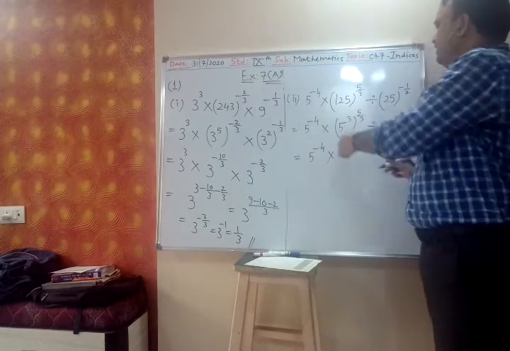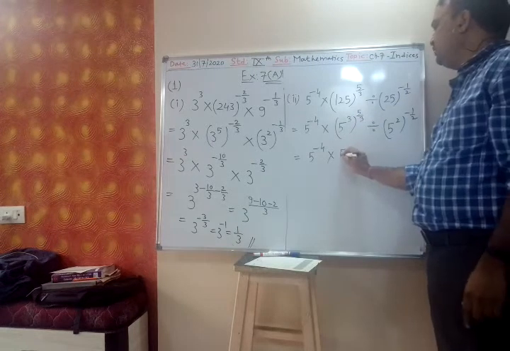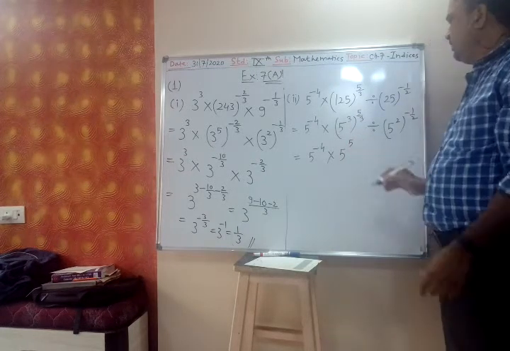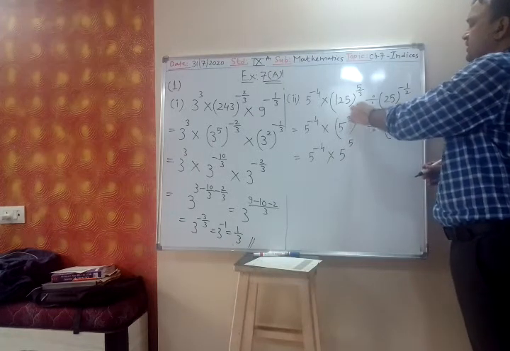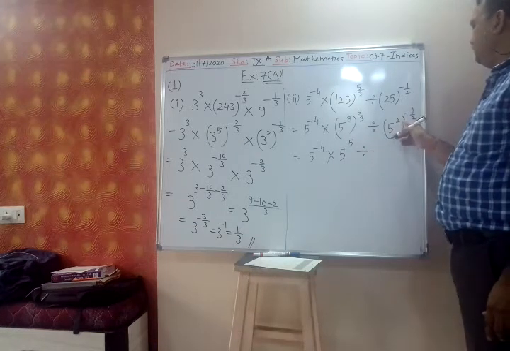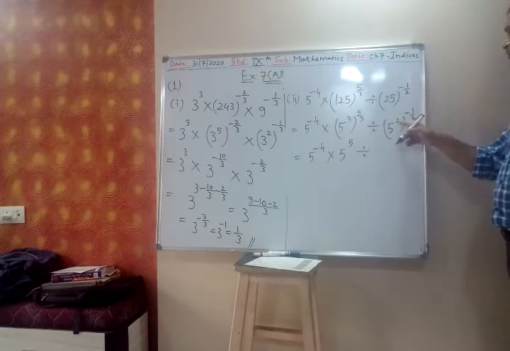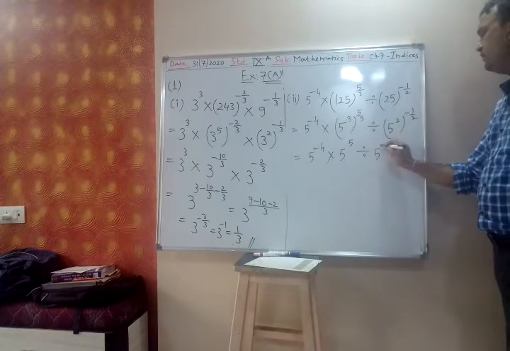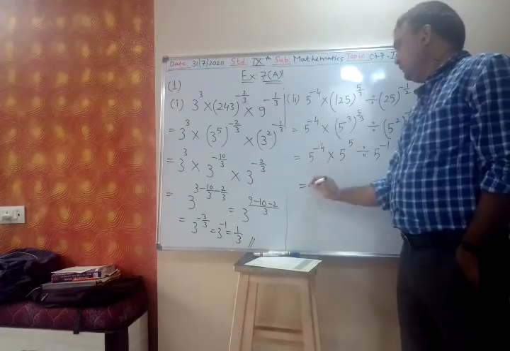Now power raised to power. So 3 into 5 by 3, the 3 gets cancelled. What is that? 5 raised to 5. Are you getting? Divide by 5 raised to 2, power raised to power, you have to multiply the powers. So 2 into minus 1 by 2, the 2 gets cancelled: 5 raised to minus 1.